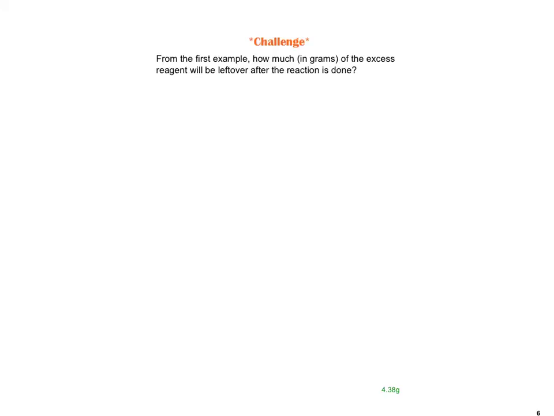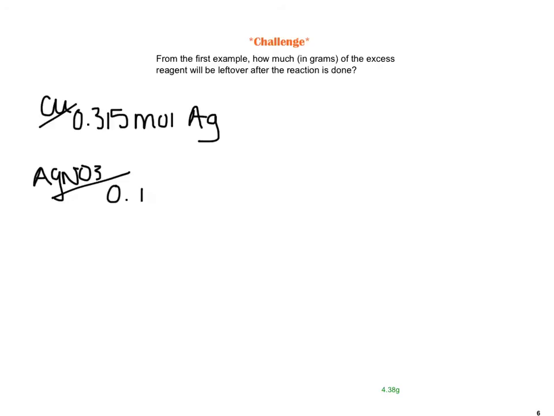All right, just a quick challenge question from our very first example to do with copper and silver nitrate. How much in grams of our excess reagent will be left over after the reaction is done? Now, I'm just going to write out what we knew about copper and silver nitrate. So for copper, it would produce 0.315 moles of silver if it was the limiting reagent, and silver nitrate made 0.177 moles of Ag.